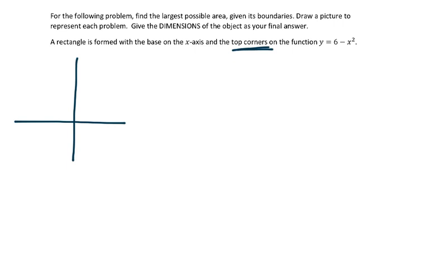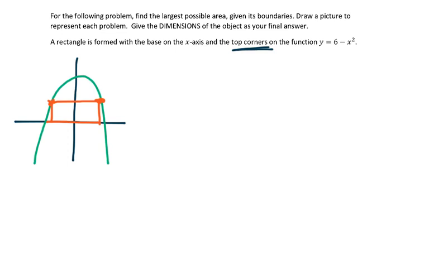If I were to draw, now this is not going to be pretty here, but it's going to look something like this. 6 minus x squared is symmetrical, and it is upside down, right? It's an upside down parabola. So we're going to be creating a rectangle of some kind, if I can draw nicely here, where the corners are touching that parabola. Okay, so we know it's symmetrical, which is nice.